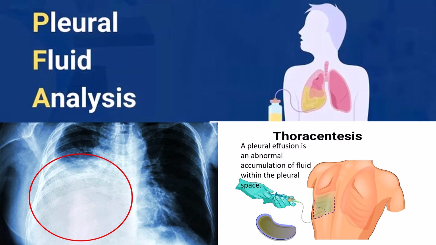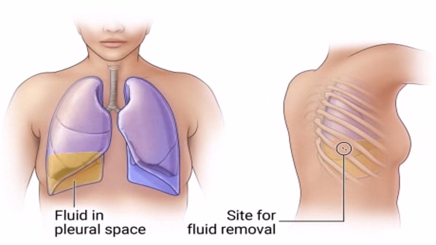Pleural fluid analysis. A pleural effusion is an abnormal accumulation of fluid within the pleural space. Under normal circumstances, a small amount of fluid is continuously produced and reabsorbed within this space to maintain lubrication and facilitate smooth movement of the lungs during respiration. However, various pathologic processes can disrupt this equilibrium, leading to excessive fluid accumulation.